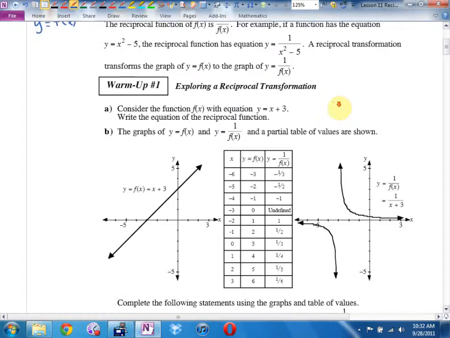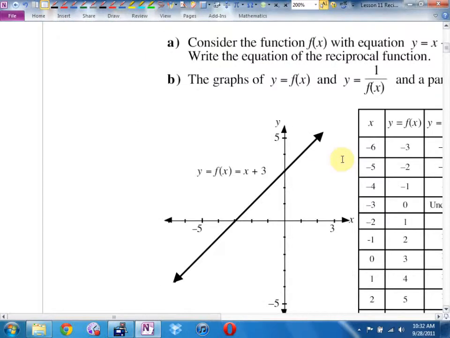They gave you two graphs in warm-up number one. They graphed a line, and then using a graphing calculator, they graphed its reciprocal to the right. I'm actually going to zoom in to this graph on the left to prove to you that I don't need the graph on the right. I can recreate it using the rules that I just stated to you. So let's see. Watch to see if I can sketch and end up with what you have on the right of your page there.